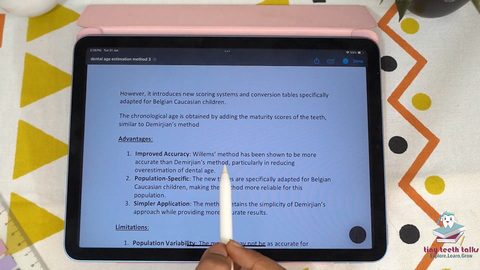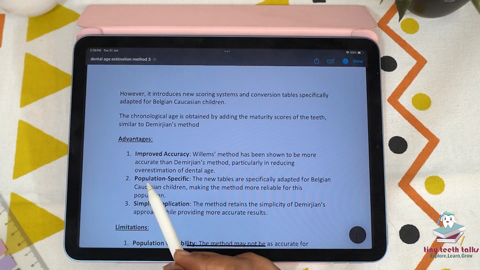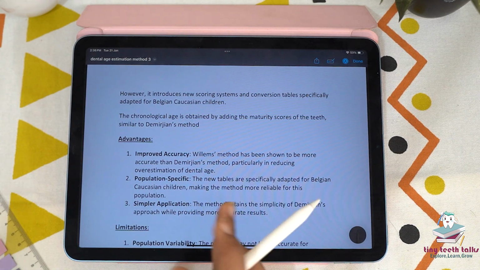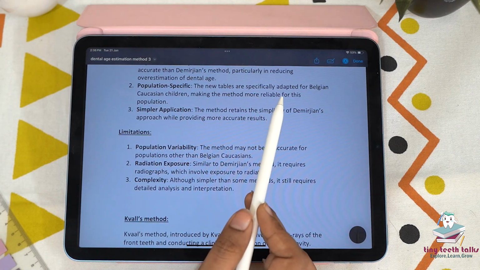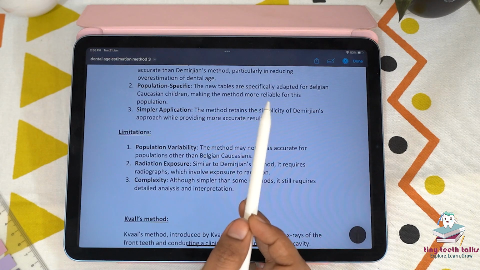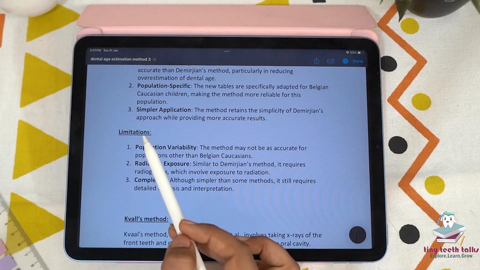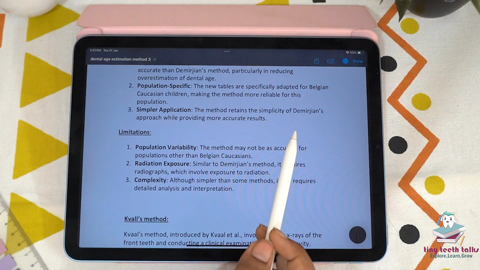Advantages: improved accuracy. The Williams method has been shown to be more accurate than Demirjian's method, particularly in reducing overestimation of dental age. Population specific: the new tables are specifically adapted for Belgian Caucasian children, making the method more reliable for this population. Simpler application: the method retains the simplicity of Demirjian's approach while providing more accurate results.